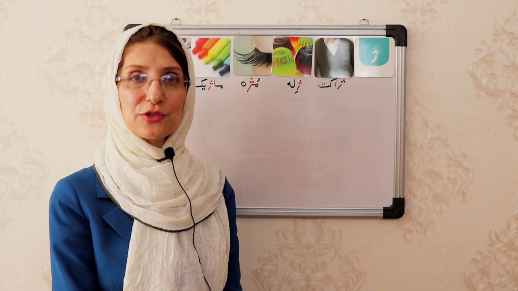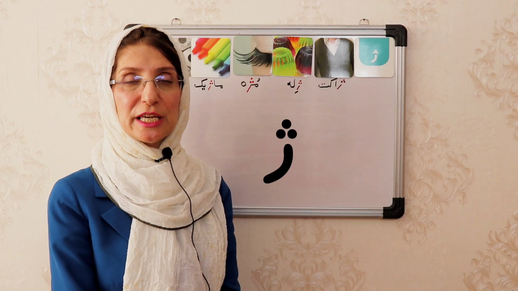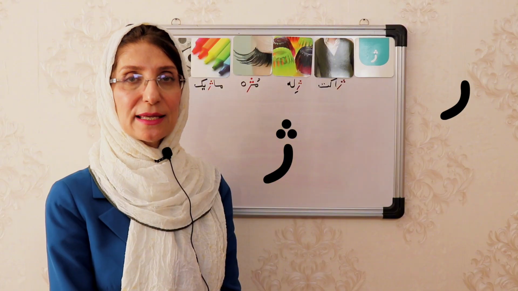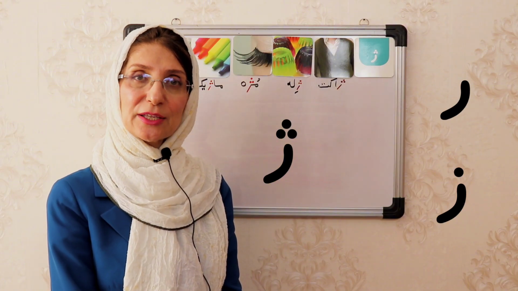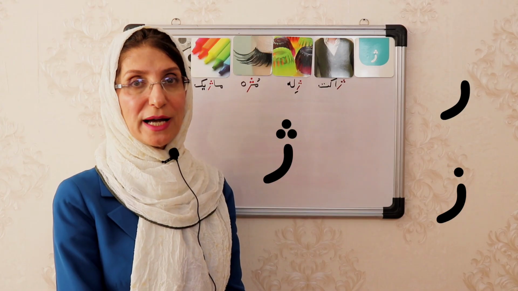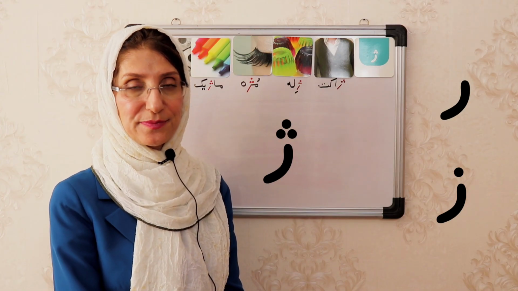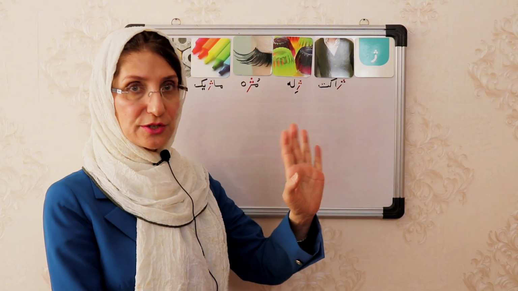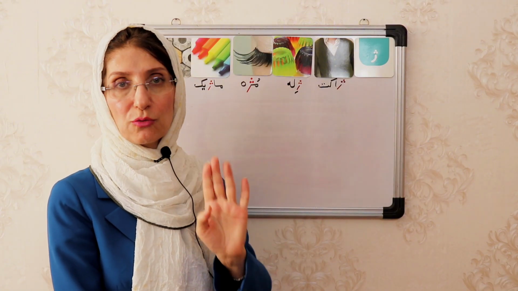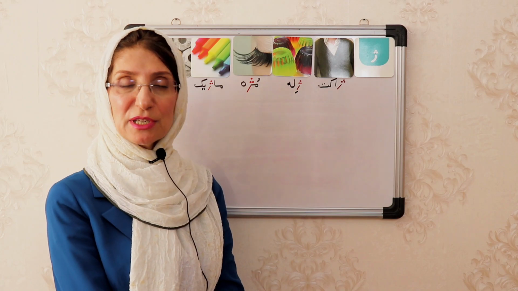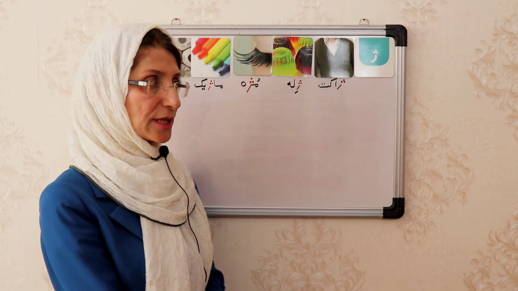Today I want to teach you another very beautiful Persian sound, j. J has two other brothers, re and ze, that I have taught before. If you haven't seen, go back and see those videos. J is an only child. It can come at the beginning, in the middle, and at the end of the word.